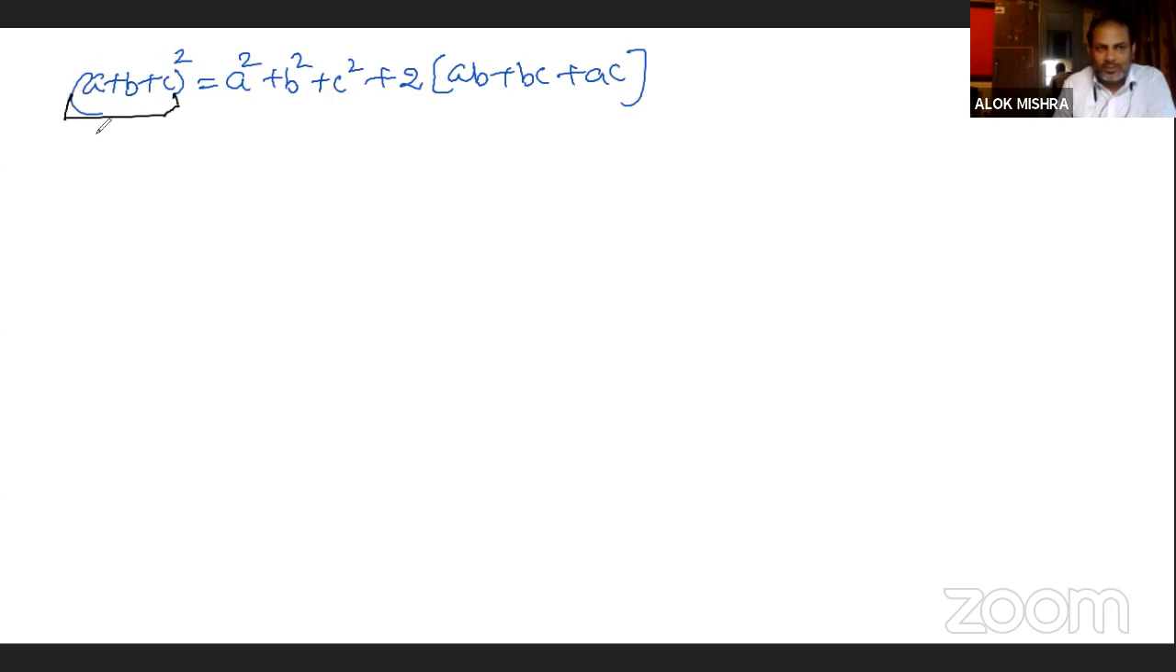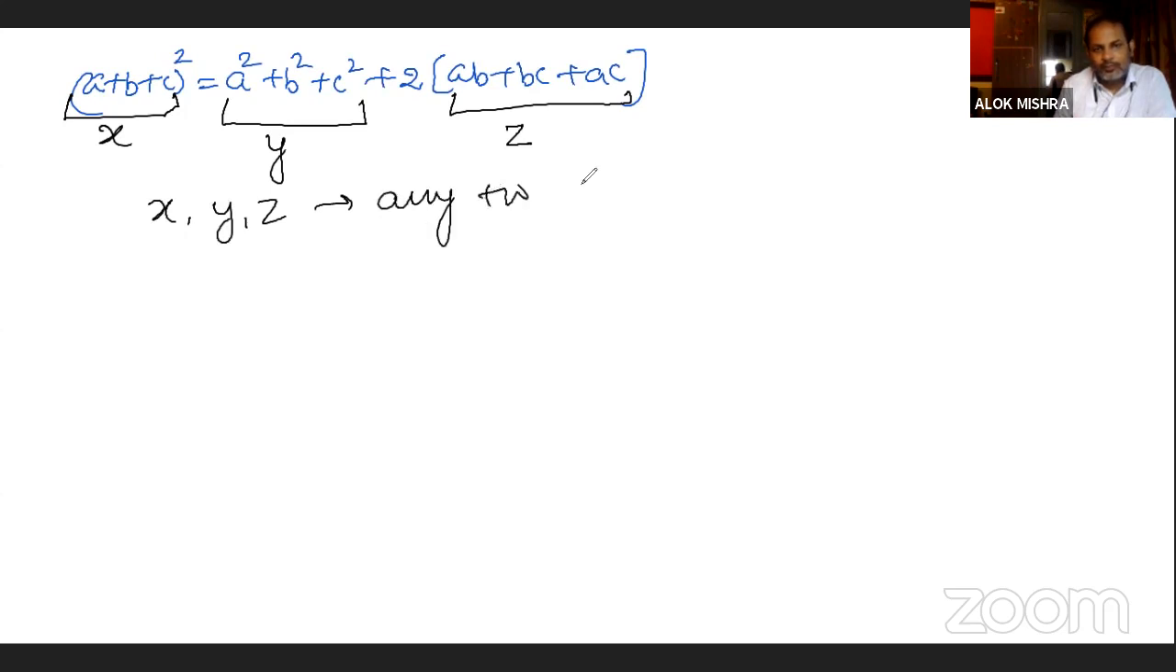So this a plus b plus c is considered as one block, let me write it as x. This a square plus b square plus c square is considered as a second block, let me express it as y. And the third block is ab plus bc plus ac, so let me write it as z. Out of these three, that is x, y, and z, any two will be given, and we'll have to determine the third one.